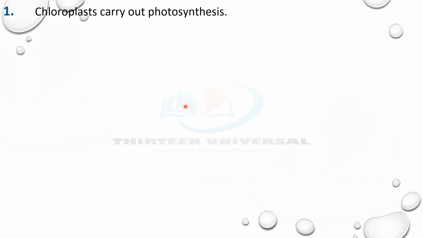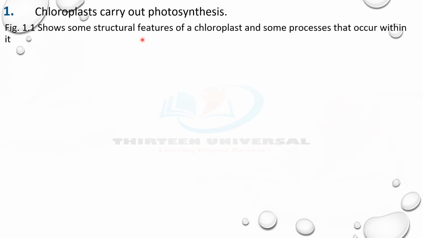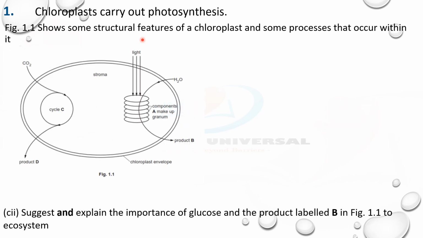Chloroplasts carry out photosynthesis. The same question. Figure 1.1 shows some structures, of course we have seen that. Suggest and explain the importance of glucose and product labeled B. Pause the video and attempt it, guys. So what is product B, guys?